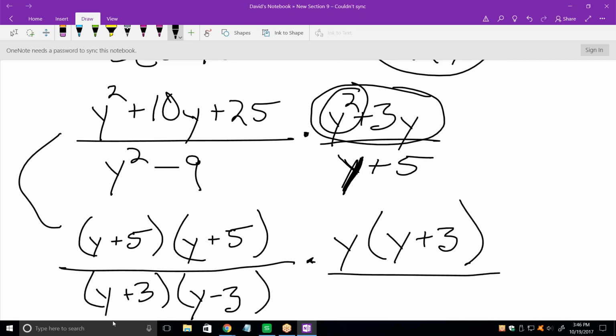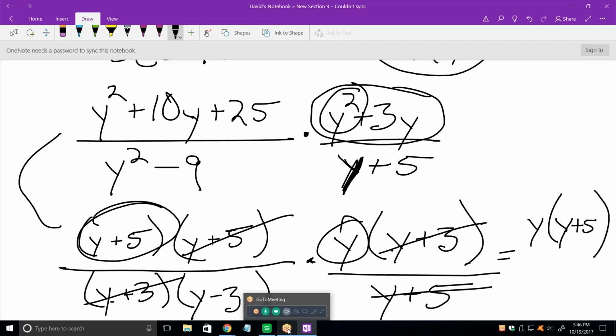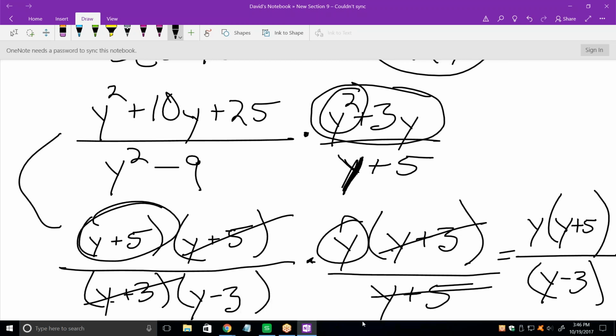Now, the bottom right can't be factored, so it just stays the same. But notice, I can cancel now, because I have a y plus 5 up there. Cancel that. I have a y plus 3 there. I can cancel with that. So our final answer, the only thing I have left in the numerator is y times y plus 5. And in the denominator, I just have a y minus 3. That's the only thing left. When I say the only thing, these turn into ones.